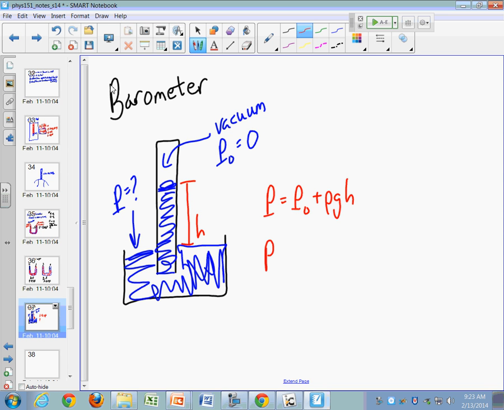But in this case, since P naught is equal to 0, the pressure is just equal to rho times g times h. Now remember, this expression was the expression to find the pressure at a certain depth, right? And so we use that idea here, that if I want to know the pressure pushing down on here, I just measure the height of this column, and that tells me what is the pressure pushing down to push this column up. All right?